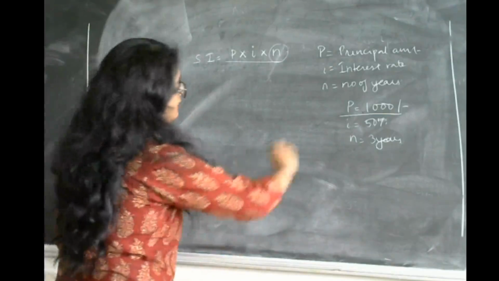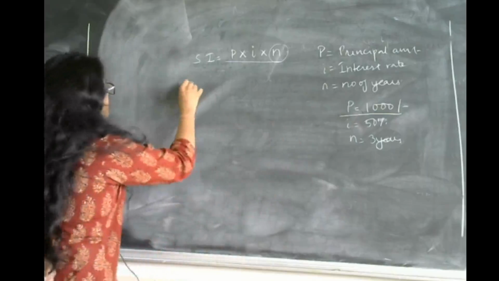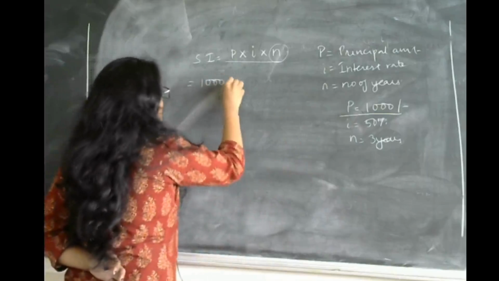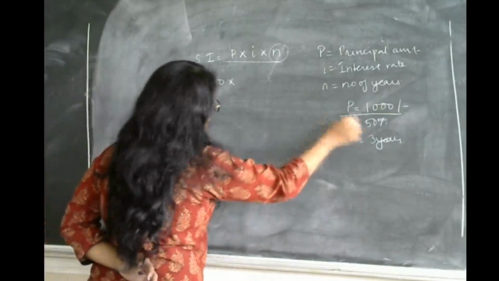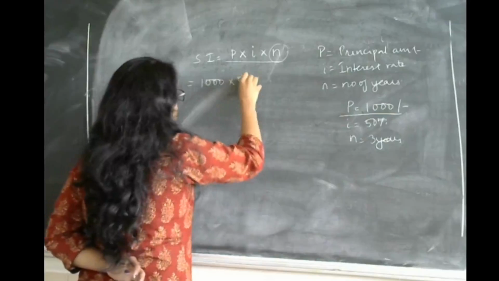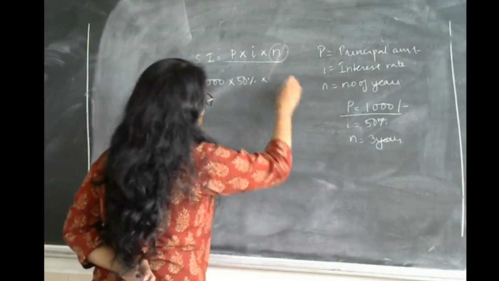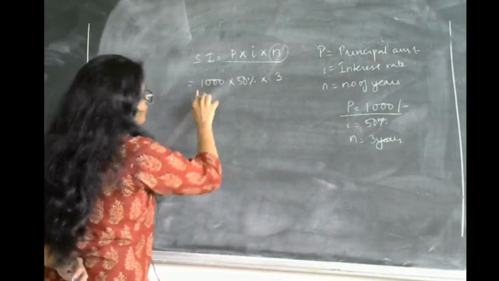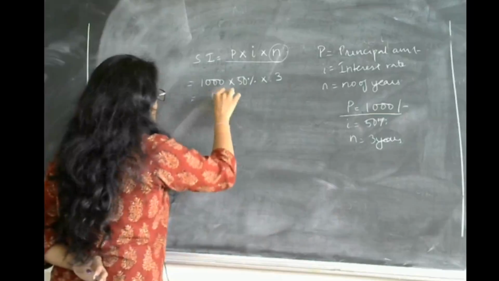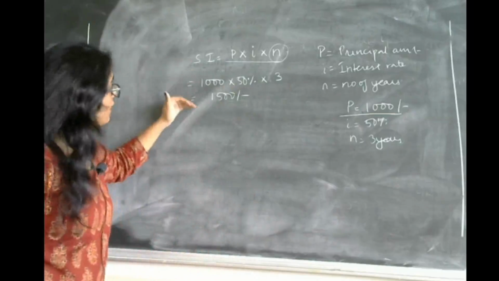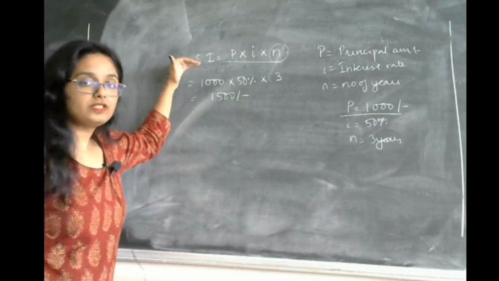Let us solve this basic problem. Principal amount is 1000 multiplied by the interest rate, which is 50%, multiplied by the number of years, which is 3. So the total interest will come to around 1500. Now this we found out using the simple interest formula.